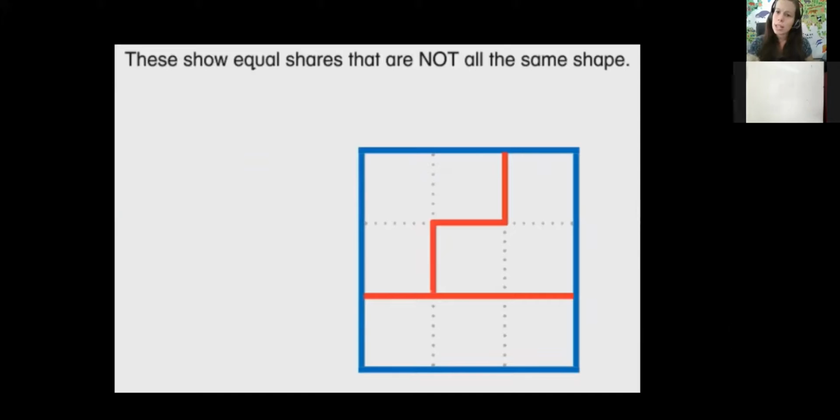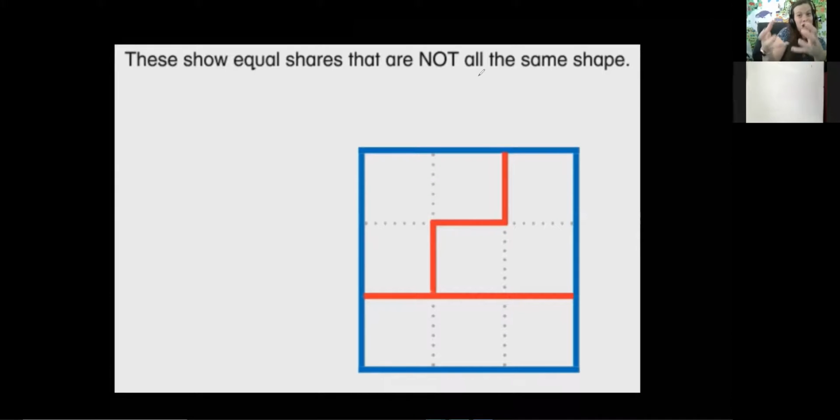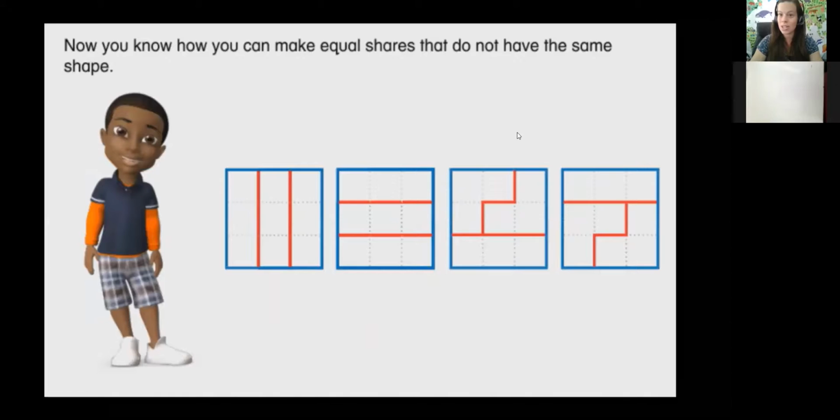Now, this right here, is this broken up into thirds equally? Well, what we can do is count the squares to make sure that each share is equal. 1, 2, 3. Okay, so we have 3 there, 3 there, 3 there. So each piece, same share, different shape. It's fair. See? All of the different ways. And look, there's even more.